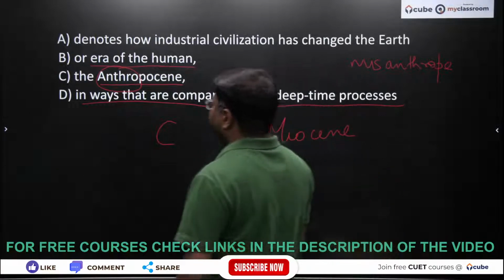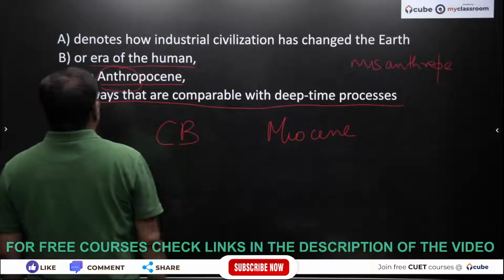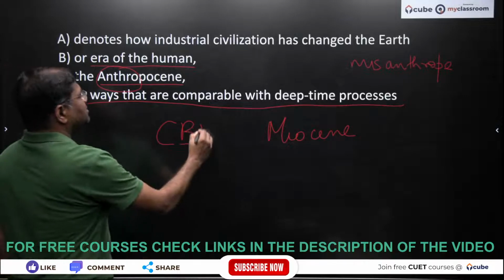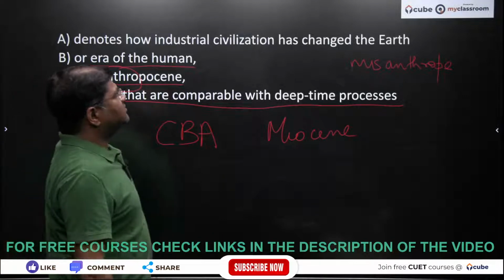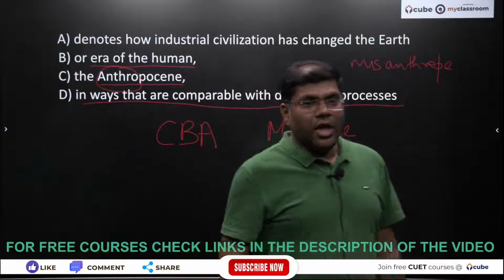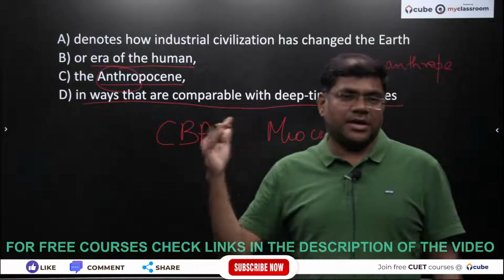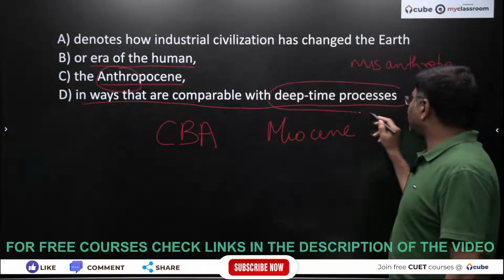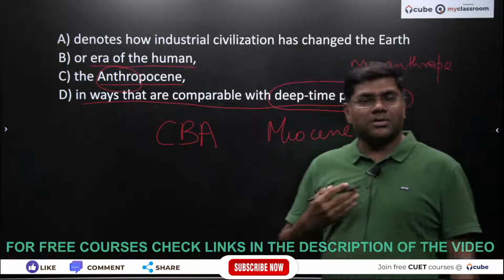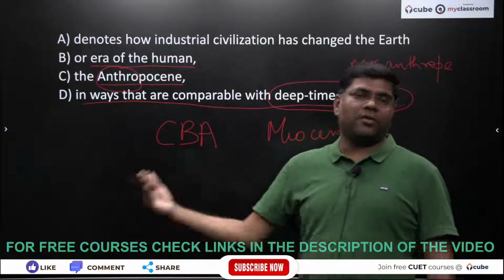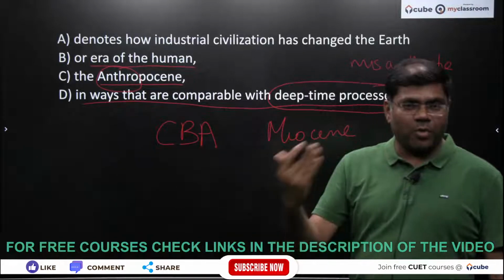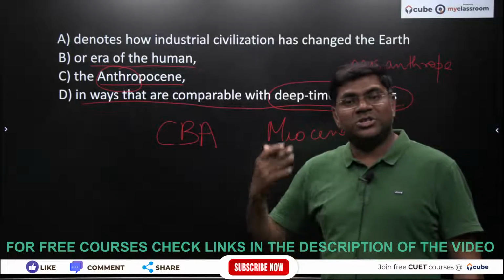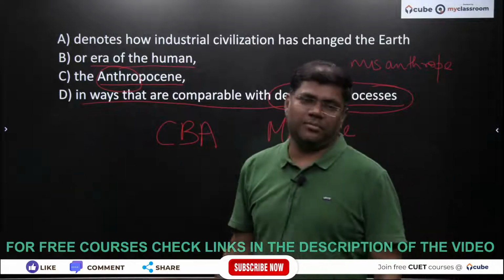So it starts with C, it goes to B. The Anthropocene or era of the human denotes how industrial civilization has changed the earth and how it has changed in ways that are comparable with deep time processes. So you might ask, what is deep time process? Deep time basically means something that has changed over a very long period of time. So the changes that we as humans have brought on the earth can be compared with changes which nature brings over a long period of time. That is what we mean.